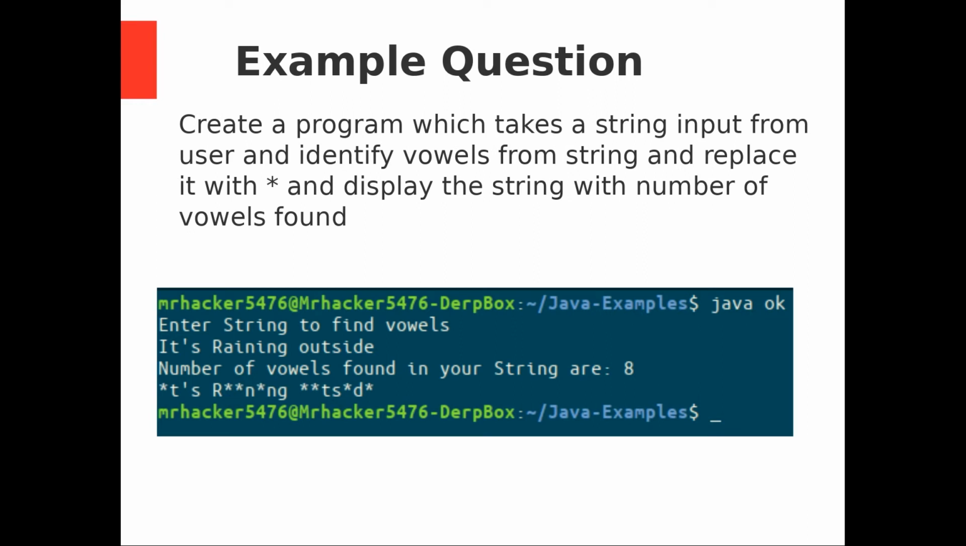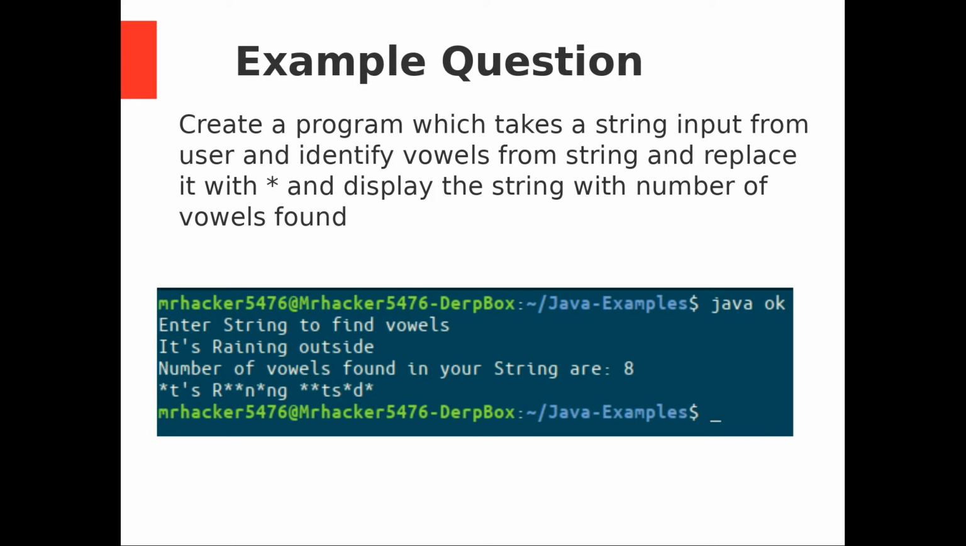Today's question is: create a program which takes string input from the user, identifies vowels in the string, replaces them with a star symbol, and displays the string with the number of vowels found. So here we have the output of our example. Let's take a look. First it says enter string to find vowels, and we have input. Our string is "it's raining outside", and the number of vowels found in your string is 8. And as we can see here, it replaced all vowels with the star symbol.